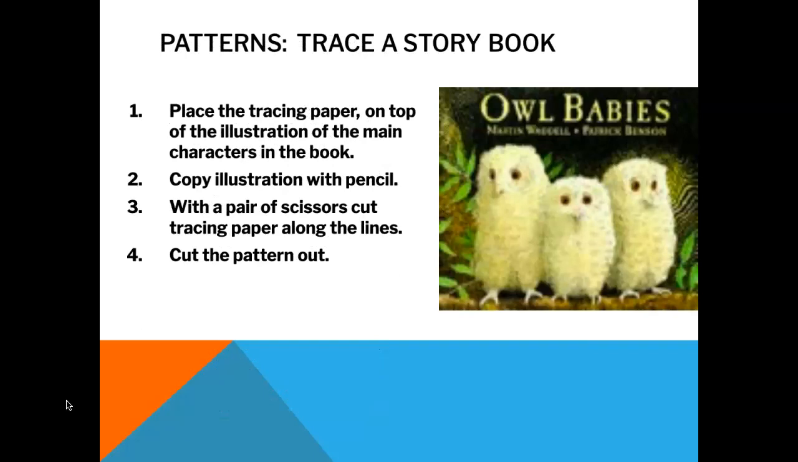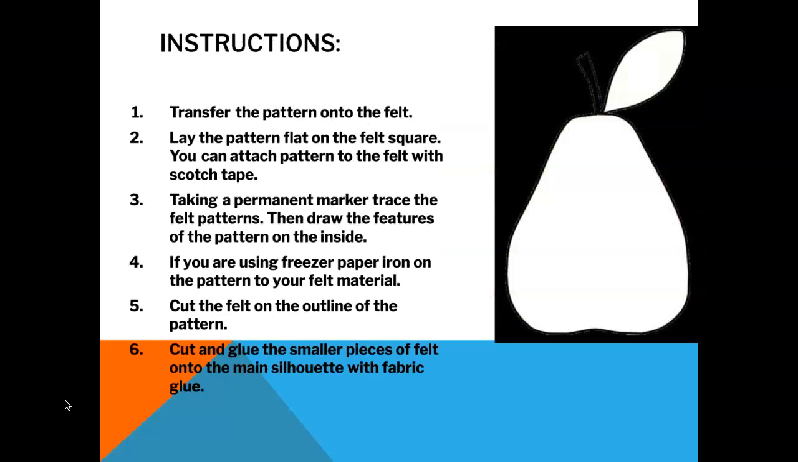You can also trace a storybook by placing the tracing paper on top of the illustration of the main characters in the book. You can copy the illustration with a pencil, and then with a pair of scissors cut the tracing paper along the lines. And then you will cut that pattern out. The next thing you're going to do is transfer that pattern onto felt.